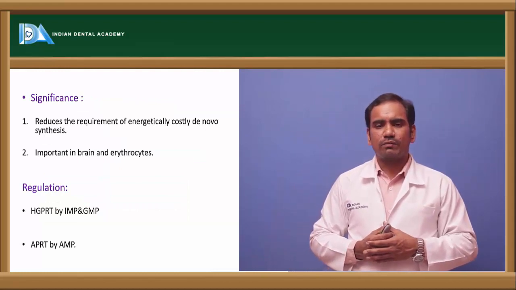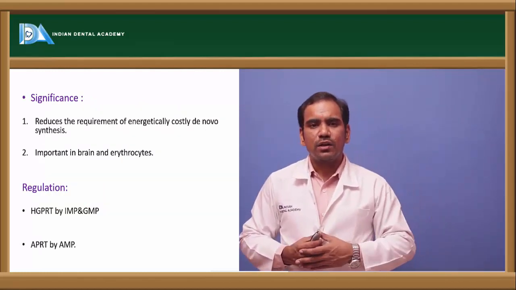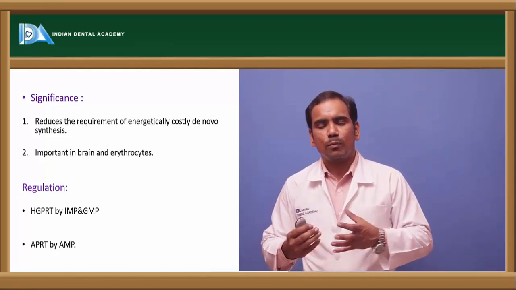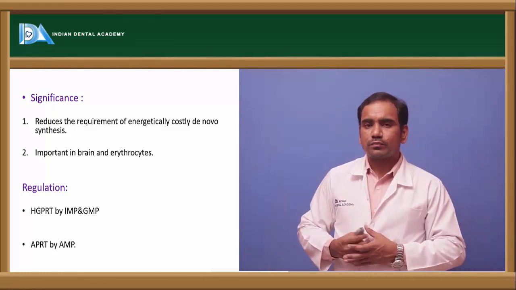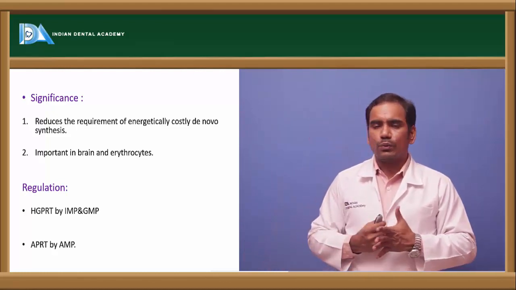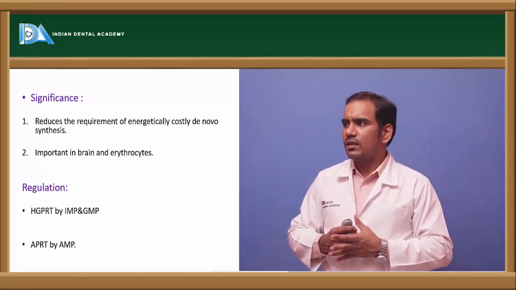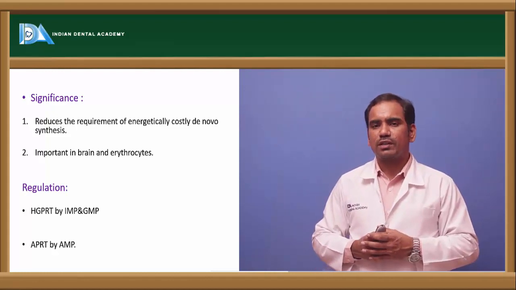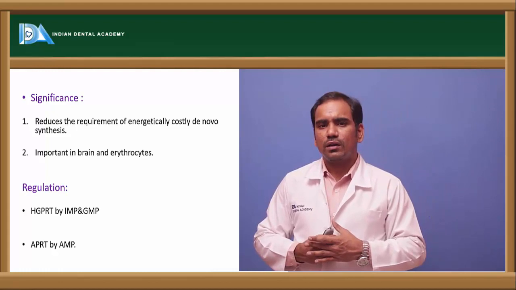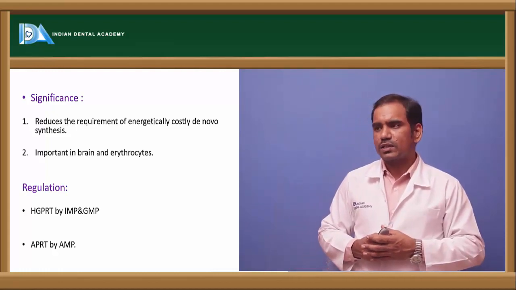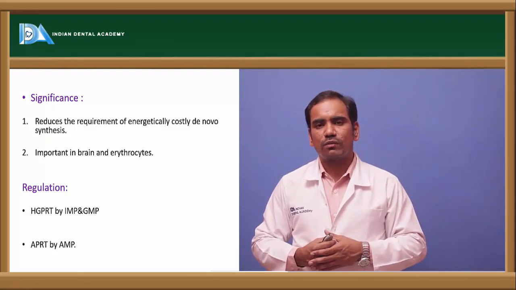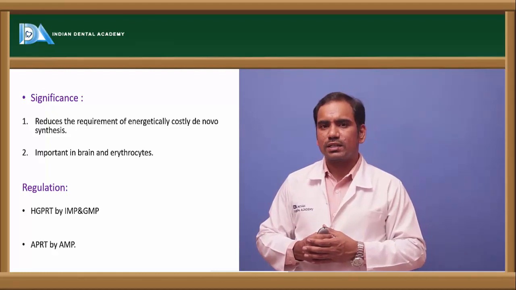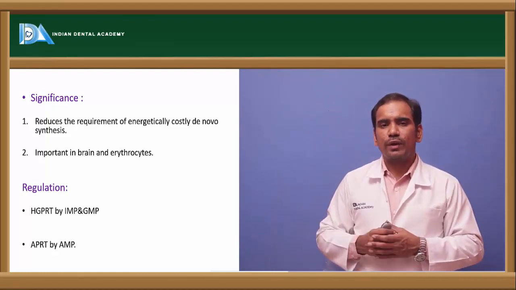Coming to the significance of the pathway. What is the significance of this pathway? For the synthesis of purines, we have to invest a lot of energy. That is a complicated process. In order to conserve that energy, we use this energetically much less demanding process, the purine salvage pathway. De novo synthesis of purines is a costly process, and we have to invest more energy in it. By this pathway, we can save that energy by recycling the free purines.